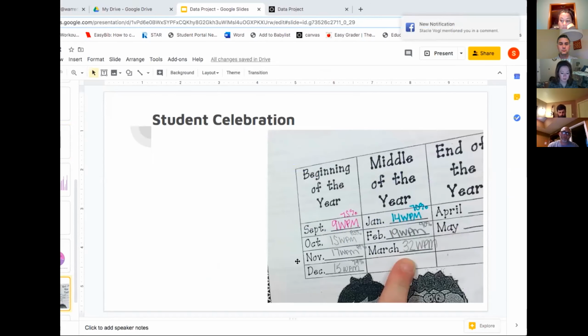But to me, I don't care. I'm okay with her being in the below basic range because look at the growth. That's what we want to see. Each student has their own trajectory, and we want to see growth in individuals as well. And we're going to celebrate those goals.